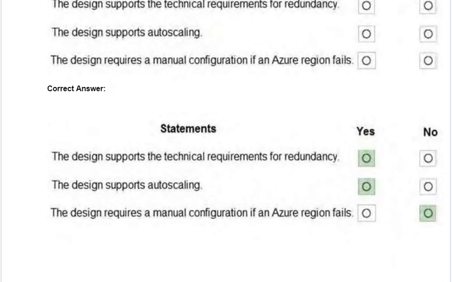Correct answer for the first statement is yes. Correct answer for the second statement is yes. Correct answer for the third statement is no.